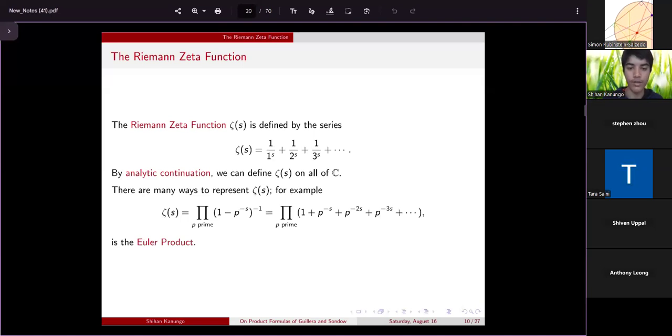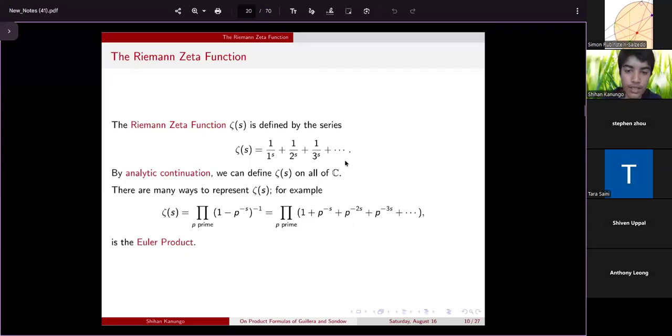We can also express it as this product over prime numbers. This is called the Euler product. And the reason that these are equal is that for every term 1/n to the s in this sum, we can look at the prime factorization of n, and then map the exponent of the prime corresponding to that prime factorization when we expand this product.